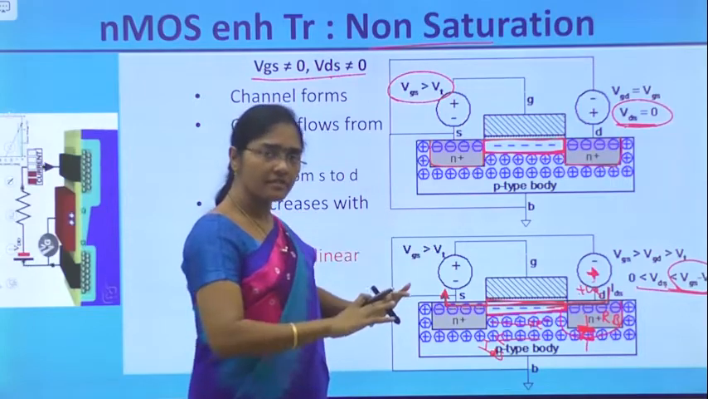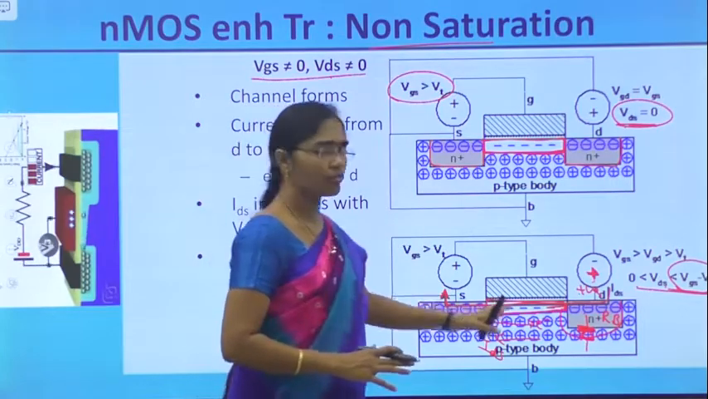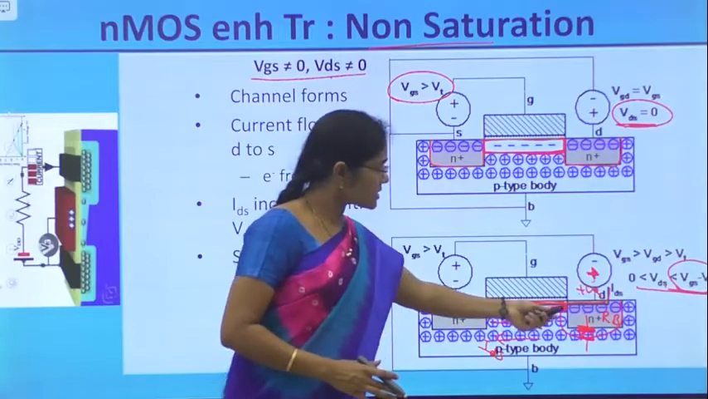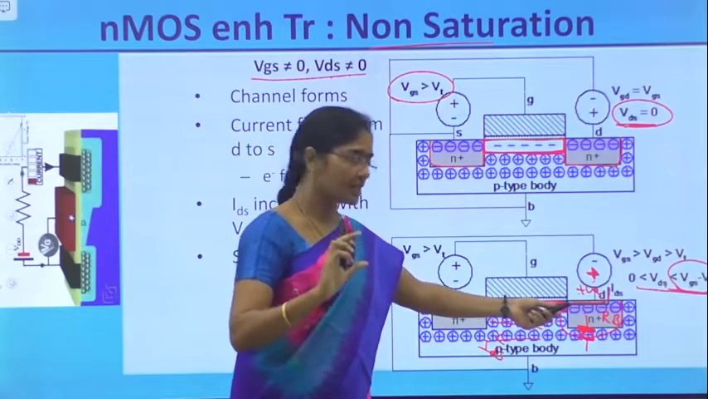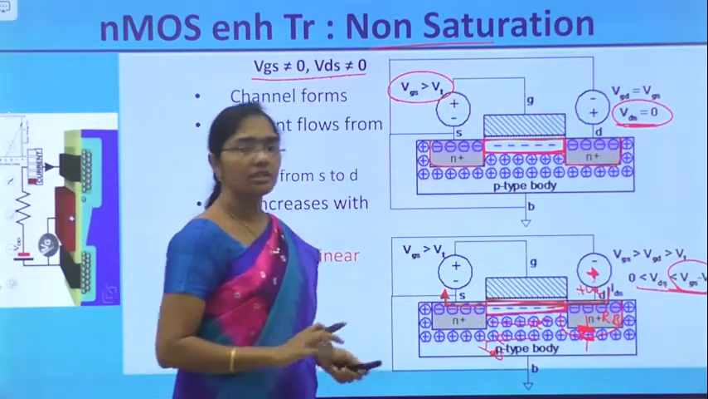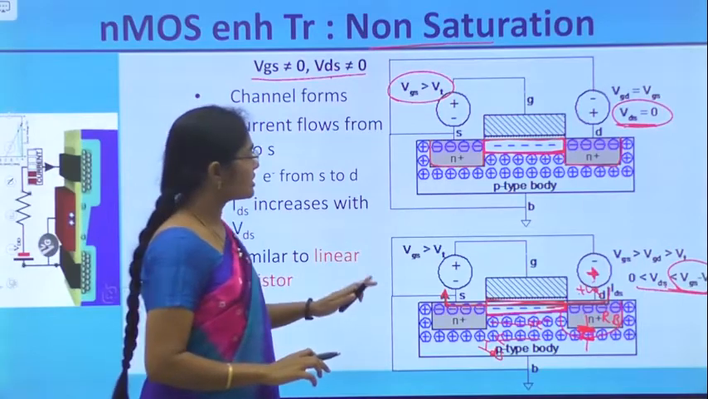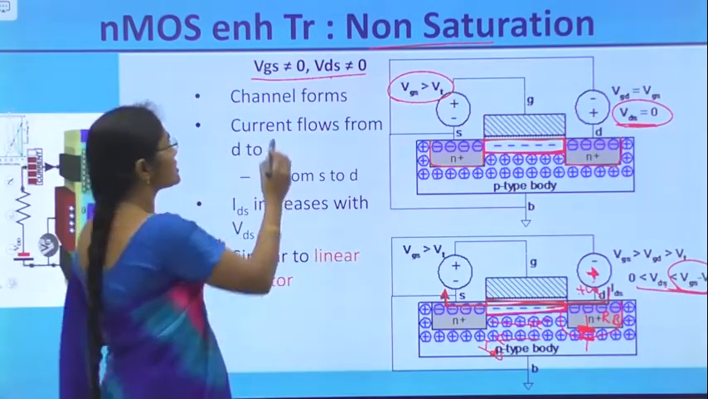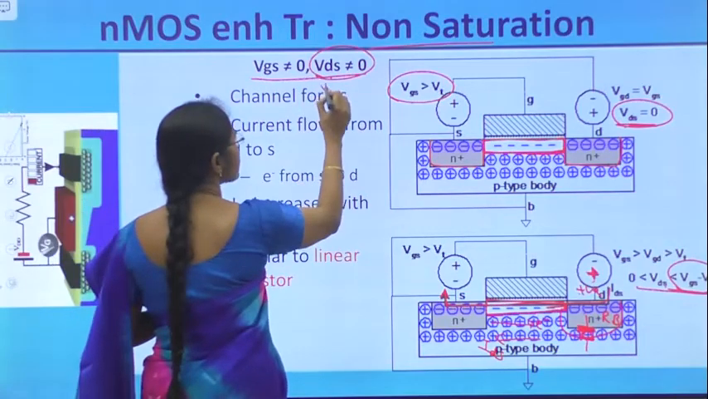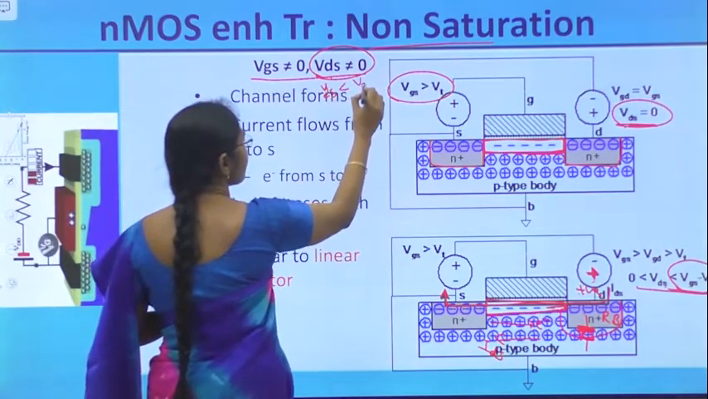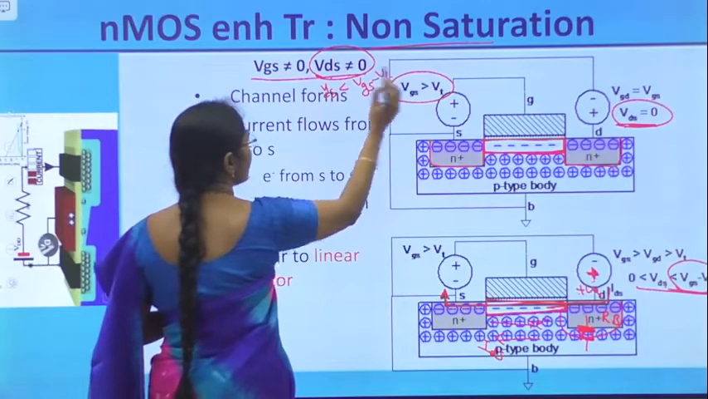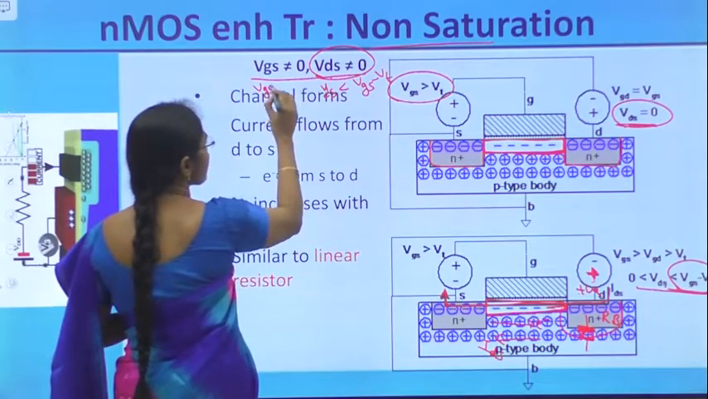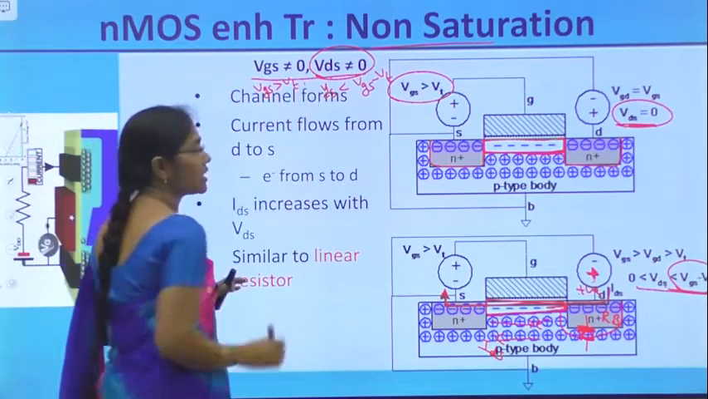Electron movement starts and current will be flowing. At the drain end, the channel is reducing. Channel height is reducing when compared to the source end. So this is the non-saturation region. What is non-saturation? Non-saturation is nothing but VDS is less than VGS minus VT, and VGS is greater than VT.